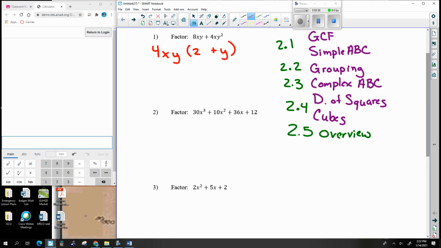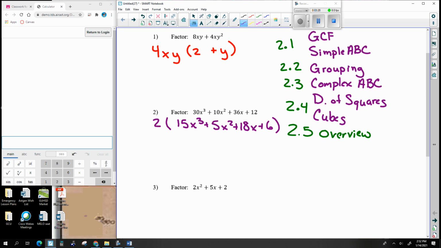Okay, next. This is most likely a grouping, but first and foremost, I see that all of these numbers are even, so I can take out at least a 2 out of all of these terms. A 2 is the best I can get. So if I take out a 2, this is going to be a 15, a 5, 18, and a 6. All right, that's as good as it gets.